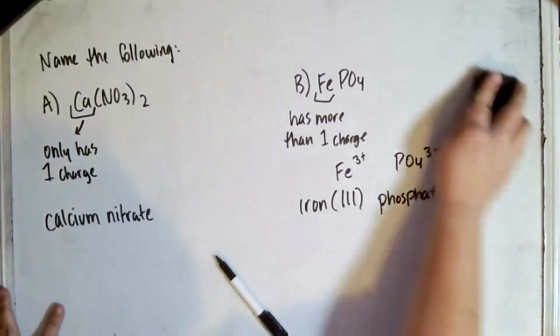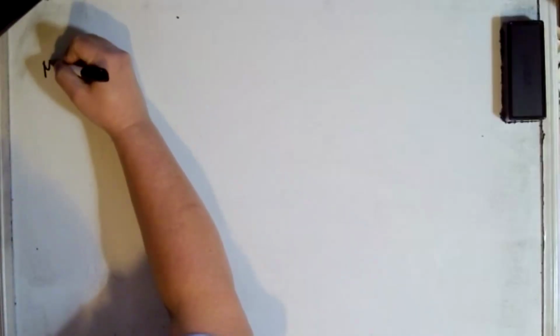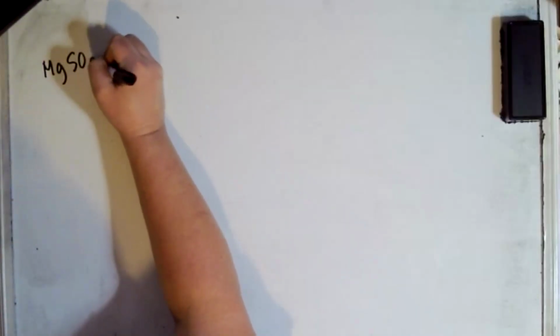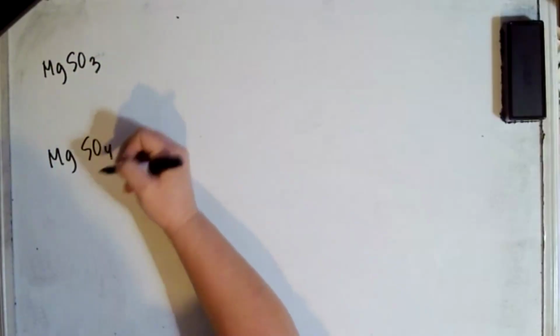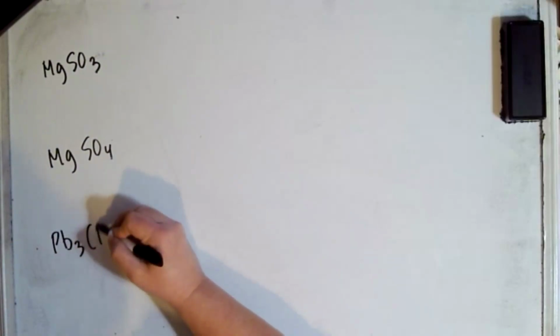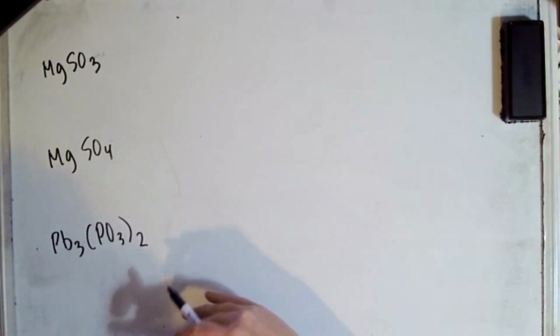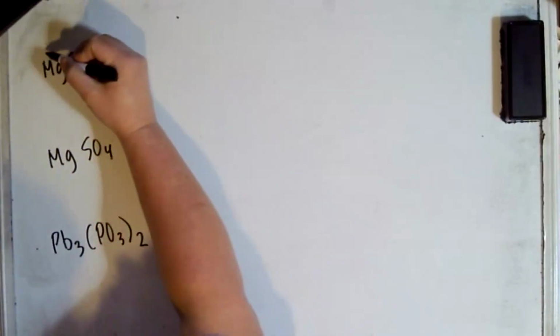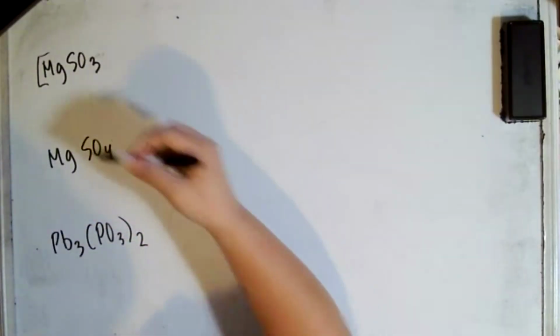We have a few more to try. MgSO3, MgSO4, Pb3(PO3)2. Okay. But we start off the same way with each one of them. We look at our metal. Is it one charge or more than one charge?